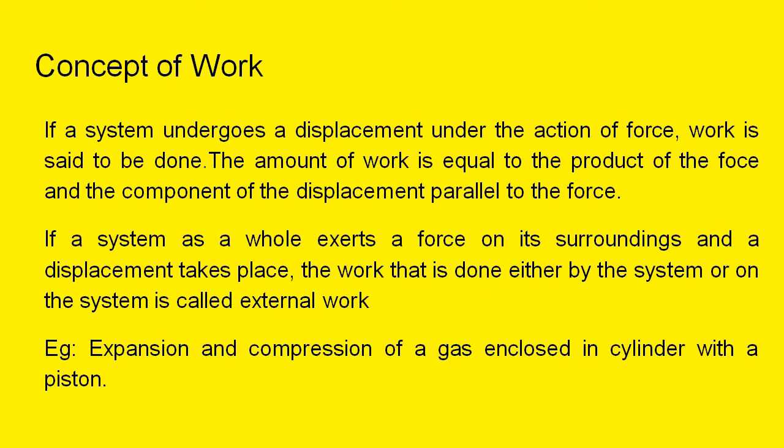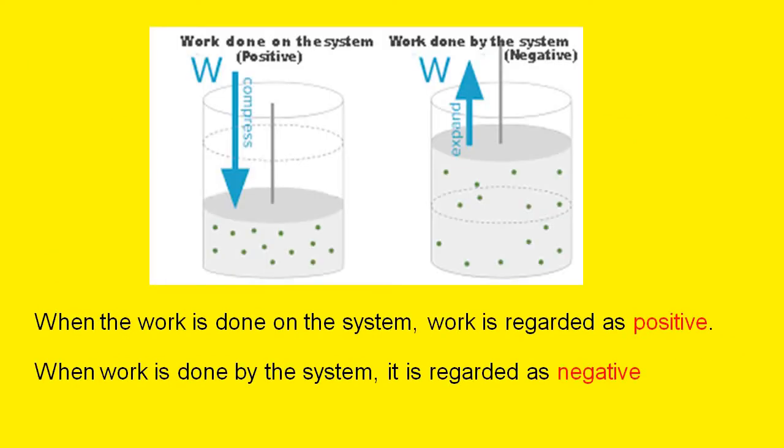If a system as a whole exerts a force on its surroundings and a displacement takes place, the work that is done either by the system or on the system is called external work. An example is expansion and compression of a gas enclosed in a cylinder with a piston. Here you can see the examples.